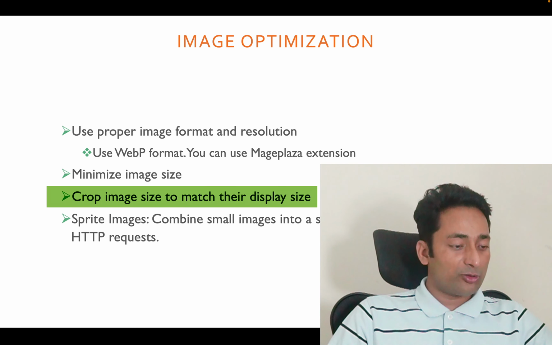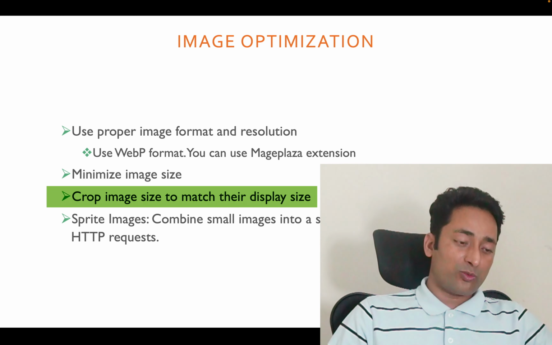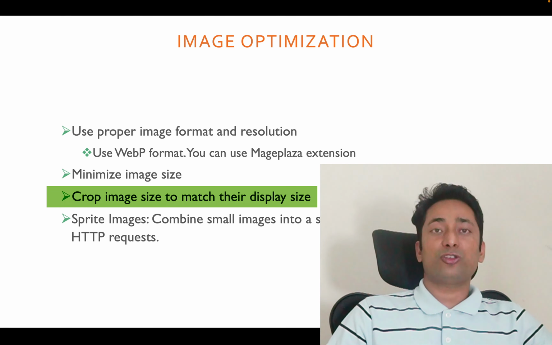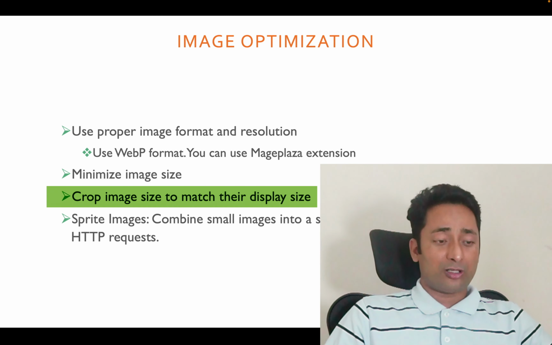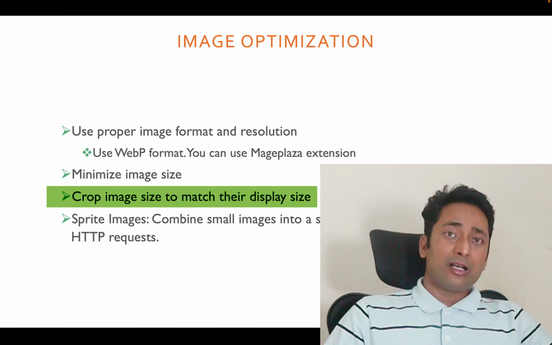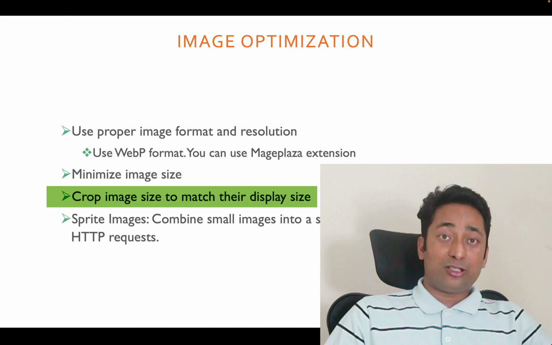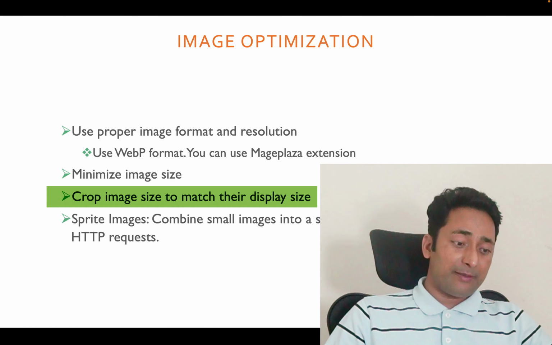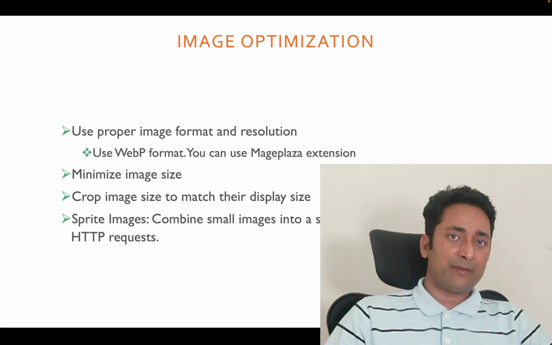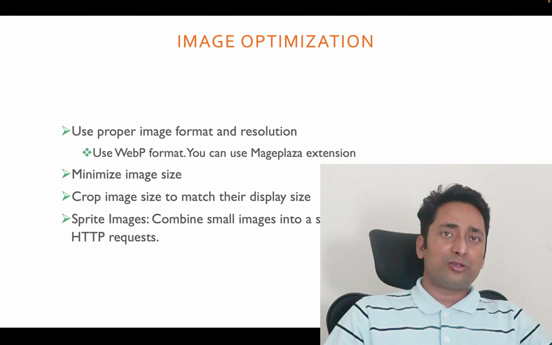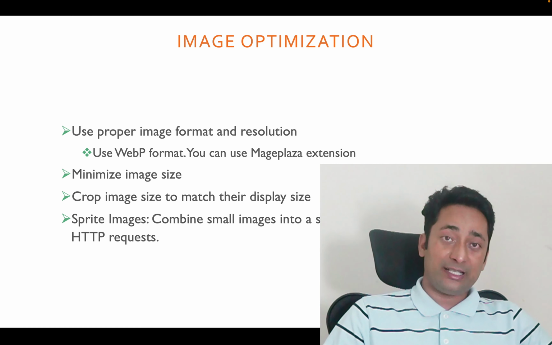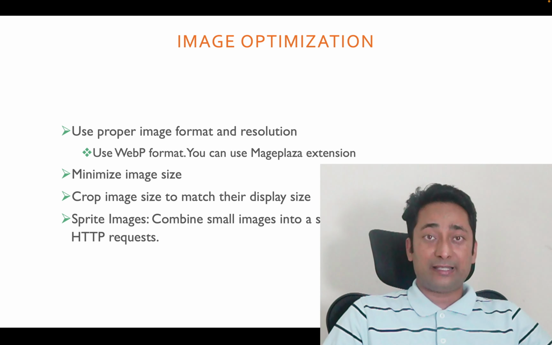The next thing you should do is crop your image to match its size with the display size of the image. Let's say we have a banner image and its size is 250 by 250 pixels. For this banner image we should not upload an image of size 2000 by 2000 pixels. If the display area is 250 by 250 pixels, then we should try to upload an image of size 500 by 500 pixels, like 2x the actual display size, so that it maintains the quality of the image as well as its edges and colors.